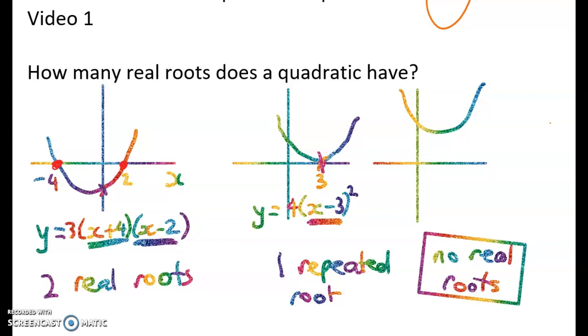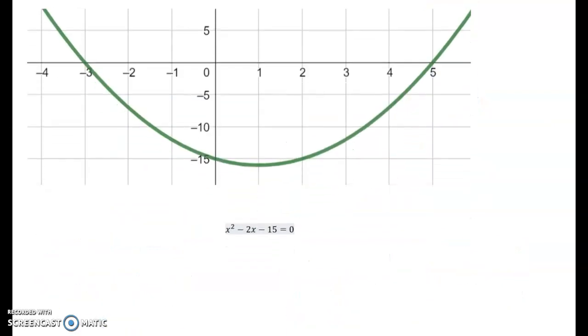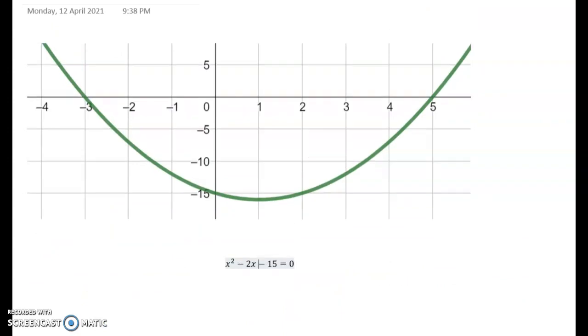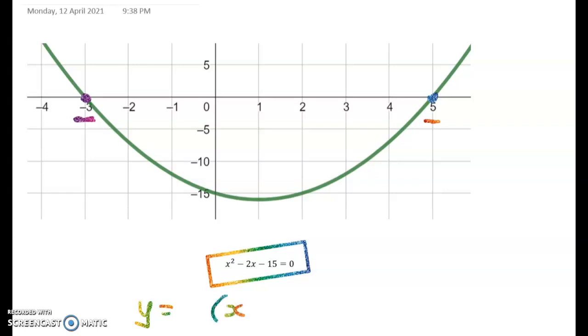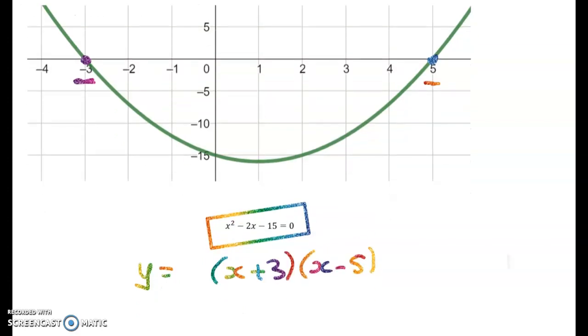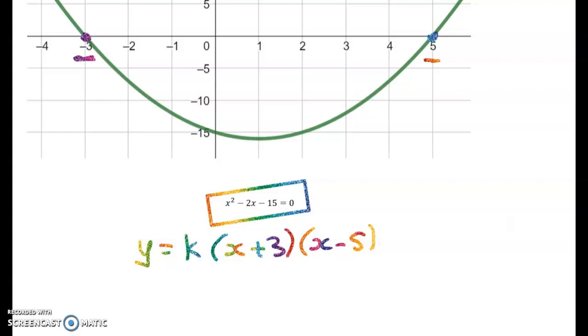So what we're going to do now is look at three specific cases and work out this thing called the discriminant. Here's my first equation. I've got a parabola and I'm trying to solve x squared minus 2x minus 15 equals 0. You can see just from looking that I have enough information to do that here. I know that my roots are at negative 3 and 5. So that tells me that y must equal something times x plus 3 times x minus 5. The only thing I don't know is the scale factor.